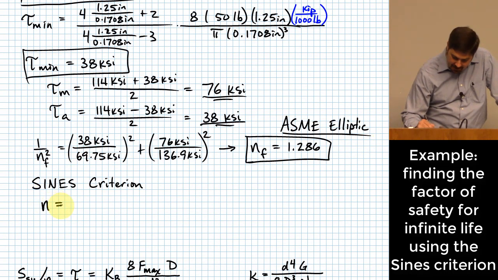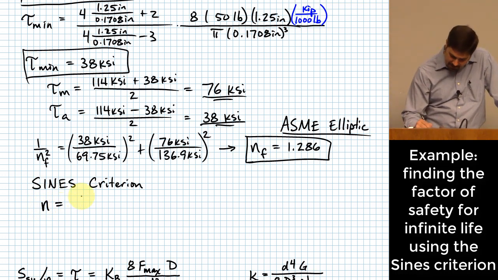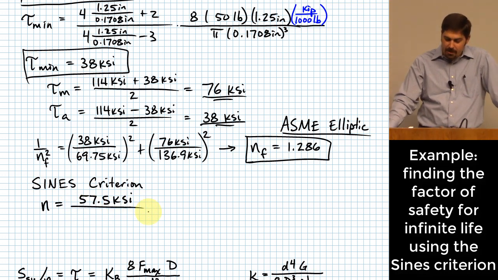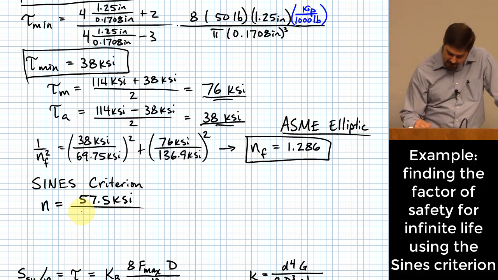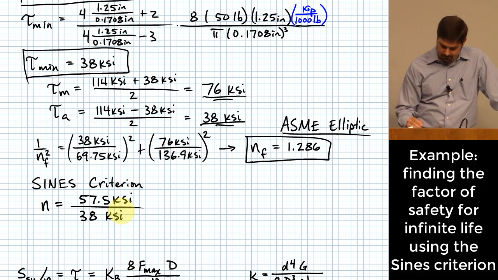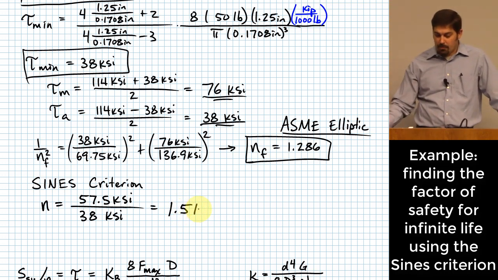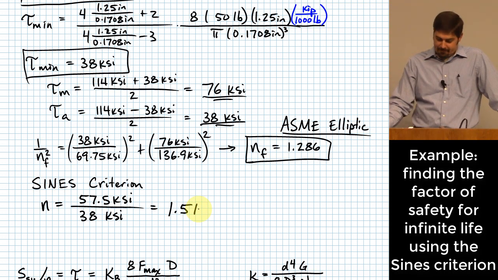You basically just say, what is the value of alternating stress that you should be able to carry, which, according to Zimmerli data, is 57.5 KSI, and you divide it by the amount of alternating stress that you are actually applying to the spring, which was 38 KSI. And this says that we actually have a factor of safety, according to that criterion, more like 1.51. Okay.